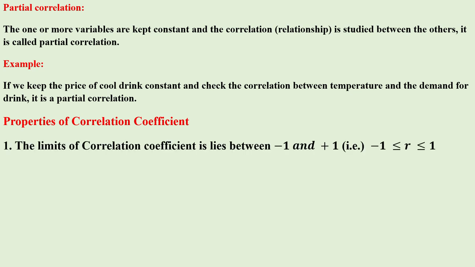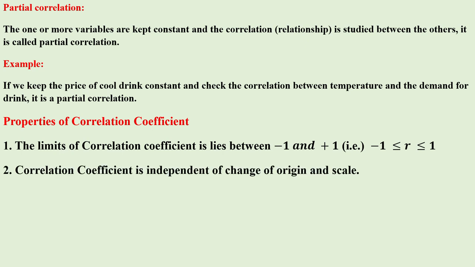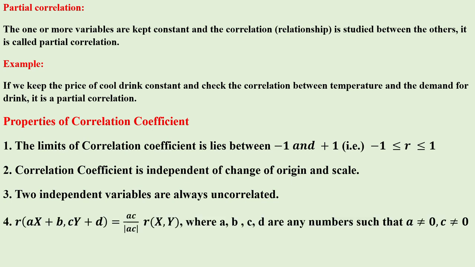Then, properties of the correlation coefficient. The correlation coefficient lies between -1 and +1. r lies between -1 and +1. The correlation coefficient is independent of change of origin and scale. Two independent variables are always uncorrelated. r(ax+b, cy+d) = (ac/|ac|) r(x,y), where a, b, c, d are any numbers such that a is not equal to 0 and c is not equal to 0.